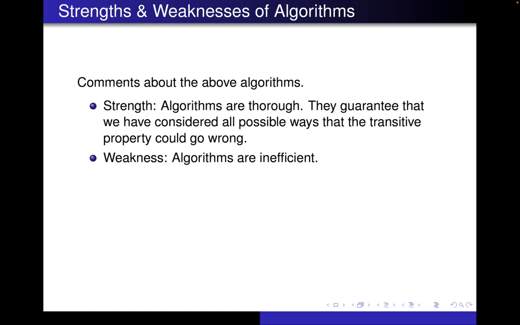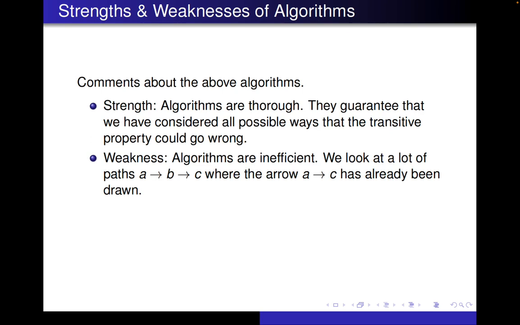The weakness is that they're pretty inefficient. A lot of times, for instance, if we have a lot of the paths we look at where A points to B points to C, we already have an arrow where A points to C. And so we do a lot of searching in places where we really don't need to.